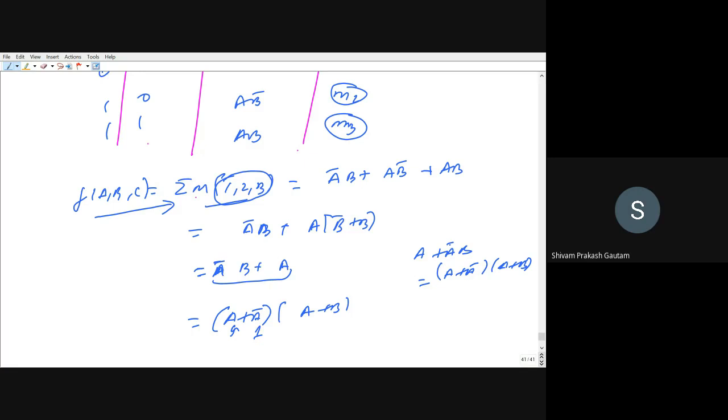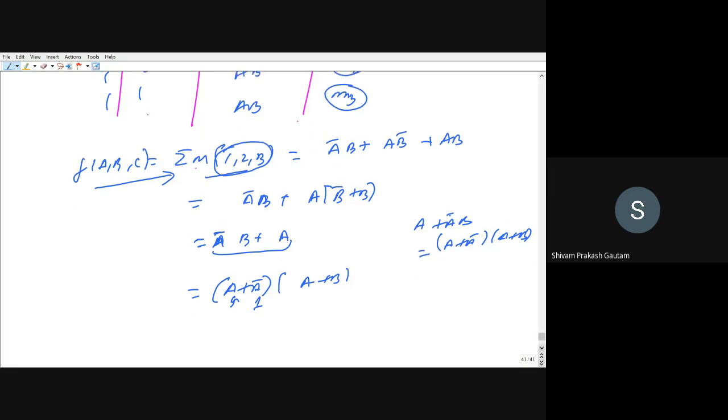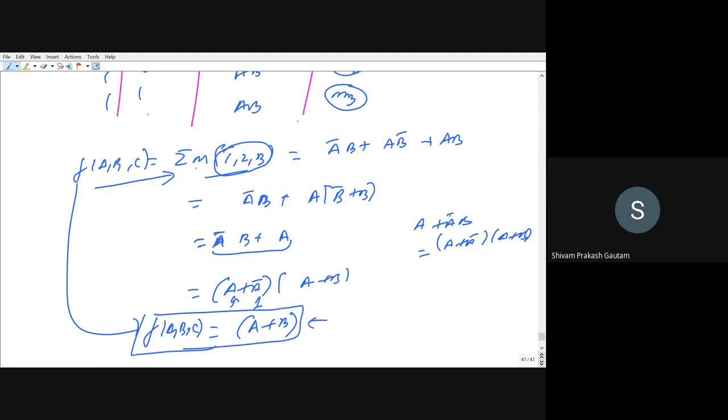Okay, so finally, what is the answer we are getting? That is a plus b. So this is the function of A, B, C in reduced form. In reduced form, using Boolean algebra, we have calculated this. From minterms, we have calculated the function in the form of variables. Is it okay? Yes, sir.